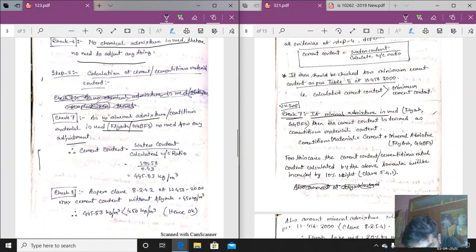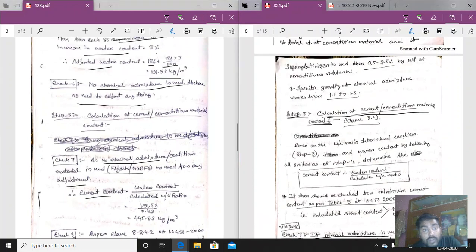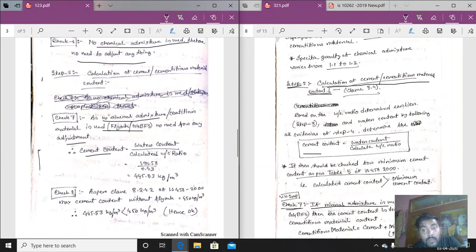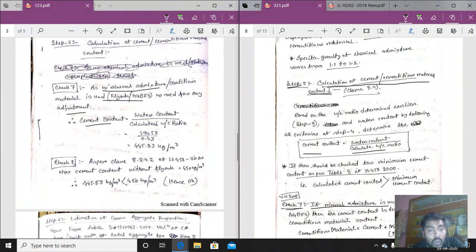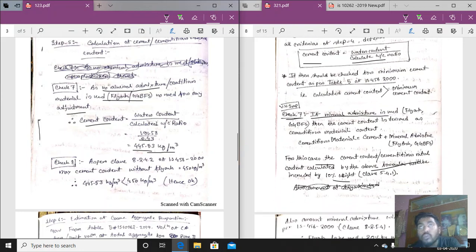In check 7 it says we have to increase the total cement content by 10%. We do not need that because no adjustment has been done. So the cement content will be calculated with that formula. The water content we have got is 191.58, and the water cement ratio that we have got is 0.43. Putting all the values, 191.58 by 0.43, we get the cement content 445.53 kg per meter cube. So this is the cement content that we have to use. That is the calculation of the cement content. There will be no check 7 because no mineral admixture has been used.